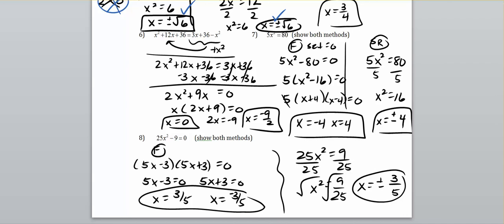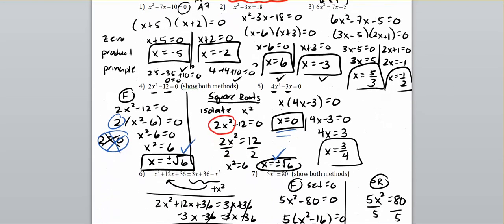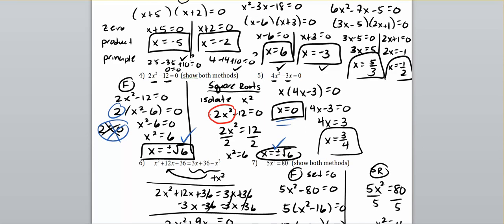So just make sure you recognize that you can solve equations by factoring or taking square roots. When you factor, you need to set it equal to 0. When you have a highest degree, you want to keep that positive. And when you're using square roots, you want to make sure that you isolate the x squared.